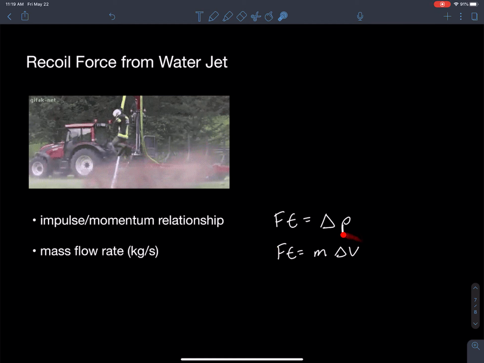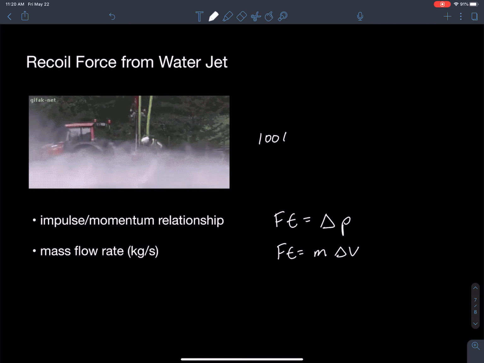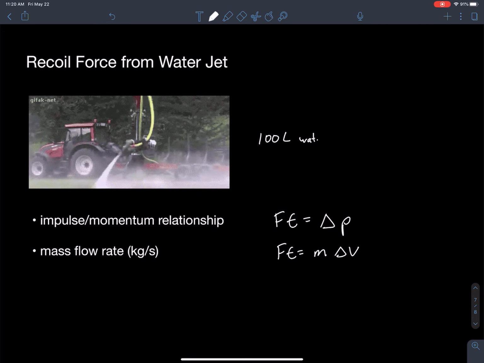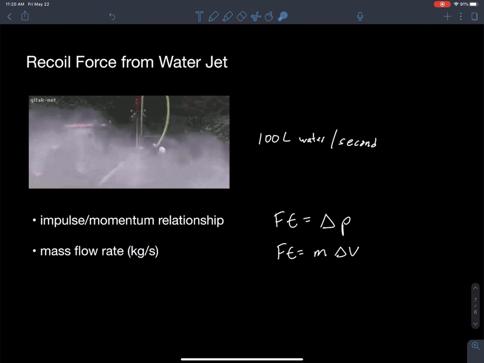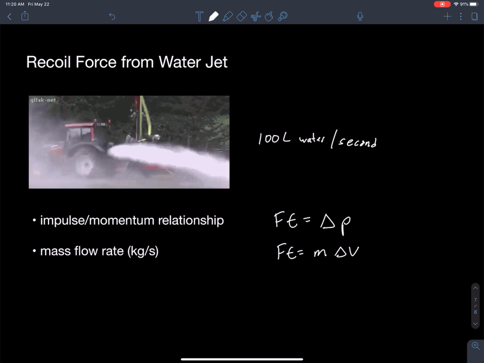So take a second to see how you would rearrange this equation, applying a mass flow rate to calculate the force. Let's say this truck tells me that I'm getting 100 liters of water per second. So what's coming out of that jet is 100 liters of water per second. That's a lot of water coming out per second. So how do I convert that into a mass flow rate?